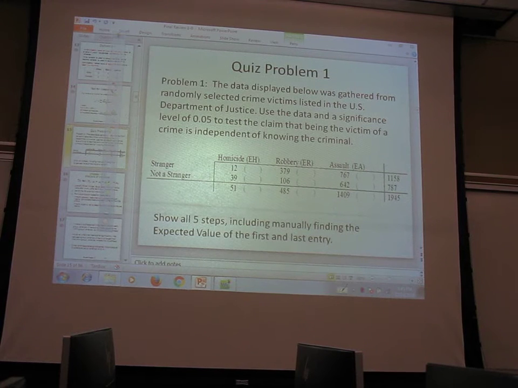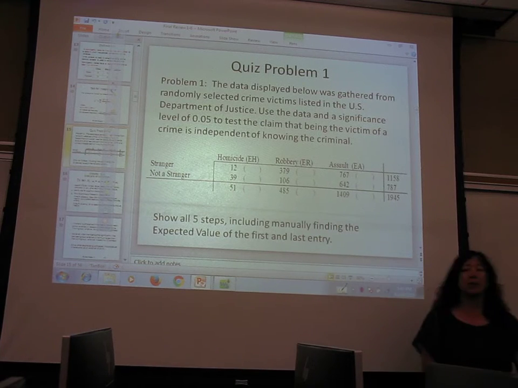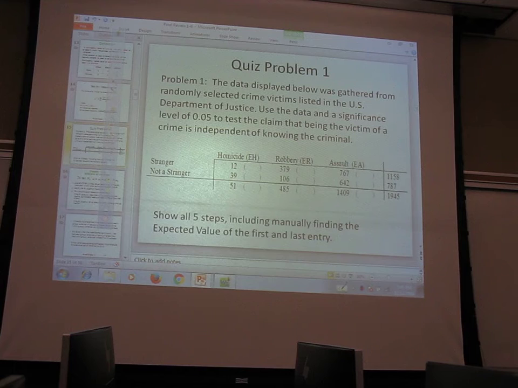Okay, so you can ignore the little parentheses. Typically what people do is they put in the expected values into there, but we're not going to worry about that, because I'm expecting to find all of them.